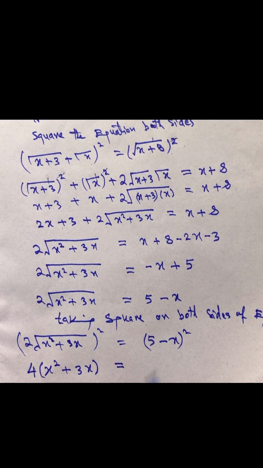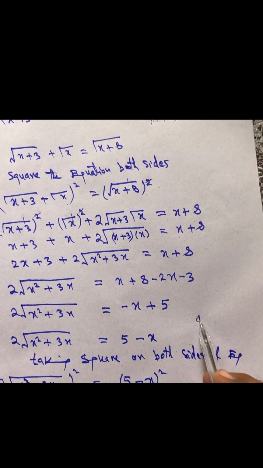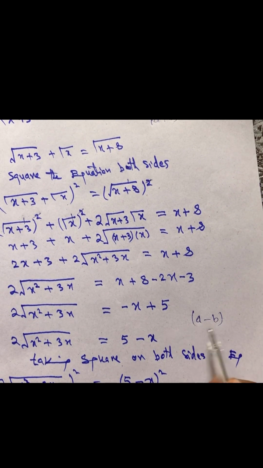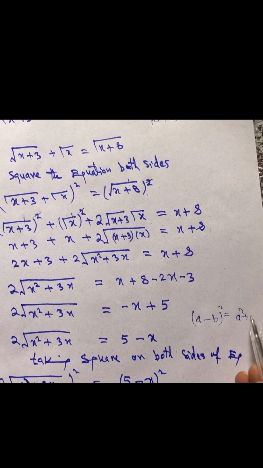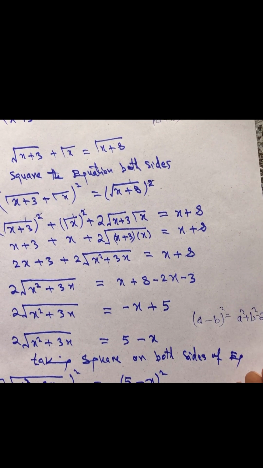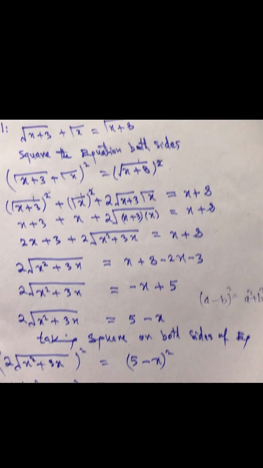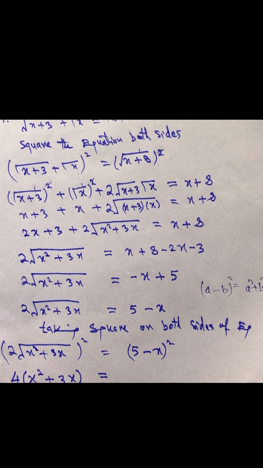Now this is a minus b, but we know how to open a minus b. Let's say (a minus b) squared, how to open it. It will be like this: a square plus b square minus 2ab. The same way we are going to open this square. So it comes a square plus b square minus 2ab.